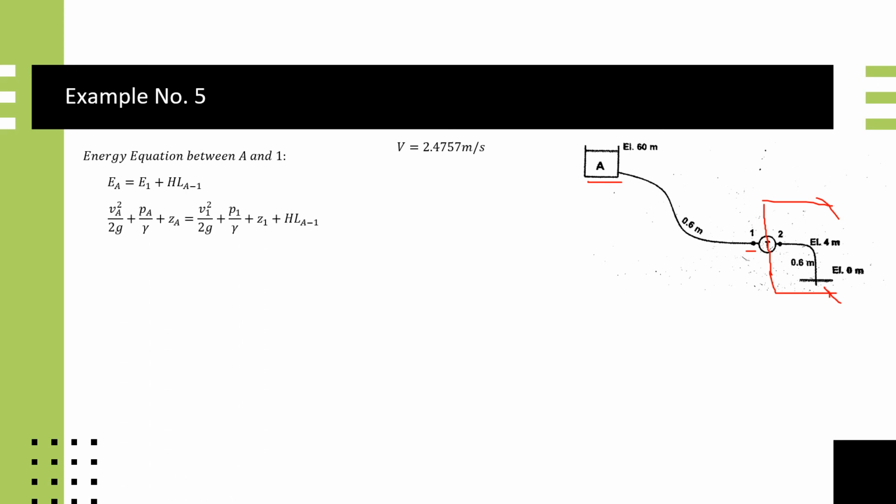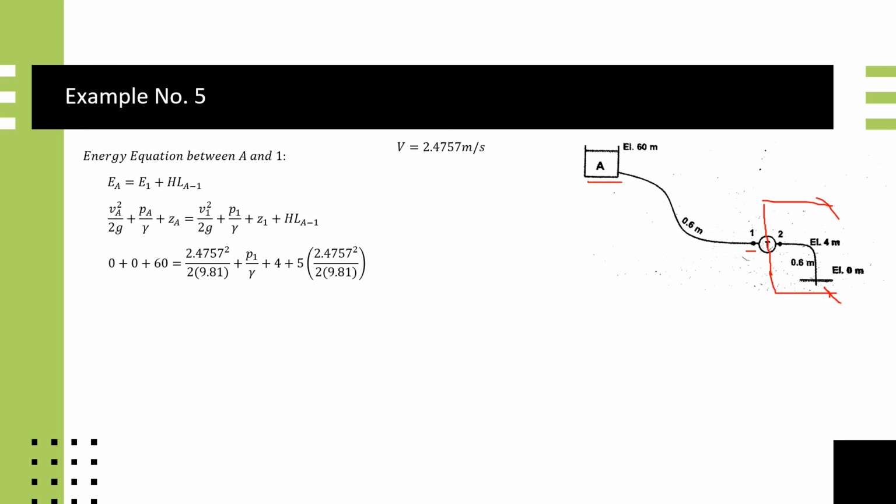PA squared over 2G plus PA over gamma plus ZA is equal to V1 squared over 2G plus P1 over gamma plus Z1 plus head loss lang from A to 1. Kasi A to 1 lang yung kinoconsider natin. Okay? So, input nyo lang lahat ng mga given dyan. So, dito, syempre, nanggaling siya dito, which is at rest. So, kailangan 0 yan. And then, walang given na pressure dito. So, that is 0. Plus 60. Kasi nagkaka-pressure lang talaga dito banda. Okay? So, plus 60 is equal to V1 squared.